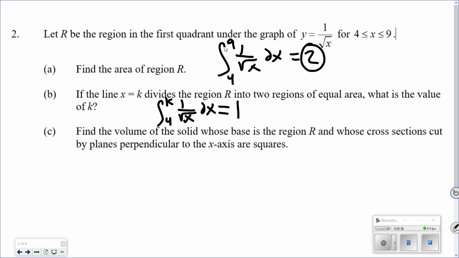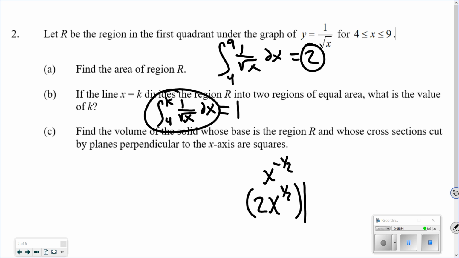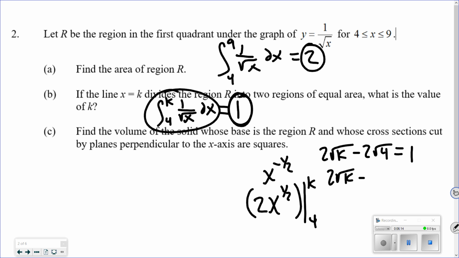So now I have to integrate that, plug in k and 4, and find out when it's equal to 1. So let's do this part right here. If I integrate x to the negative 1/2, I get x to the positive 1/2 divided by 1/2, which is 2. Then I'm going to evaluate that from 4 to k. x to the 1/2 is the square root of x. So I end up with 2 square root of k minus, plug 4 in, so 2 times the square root of 4. And that has to equal 1. The 1 came from up here, right? So I have 2 square root of k minus 4 equals 1, and you would solve it the rest of the way from there in order to get your answer.